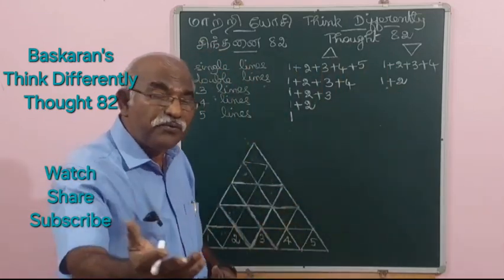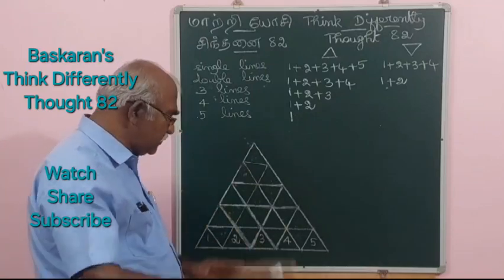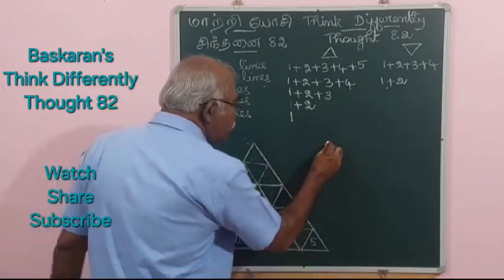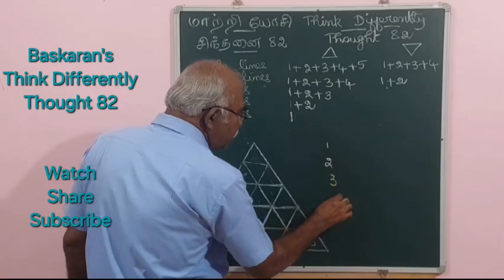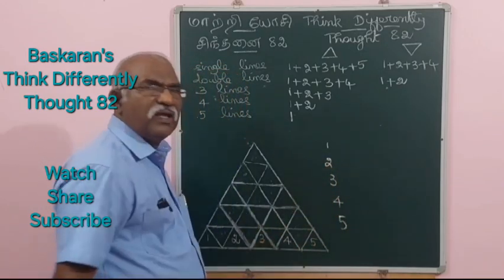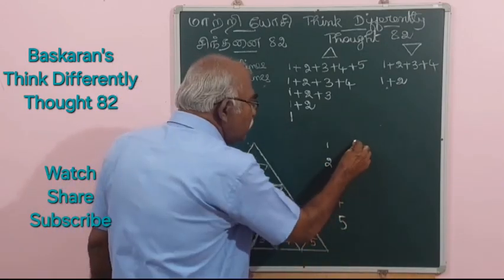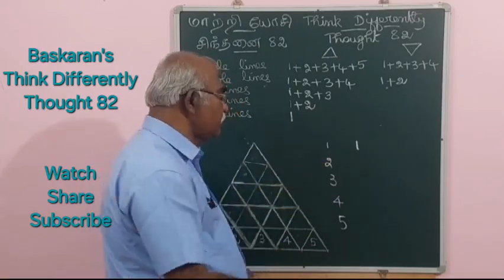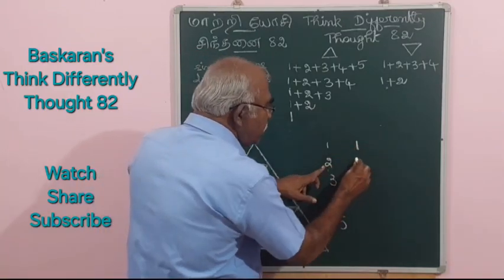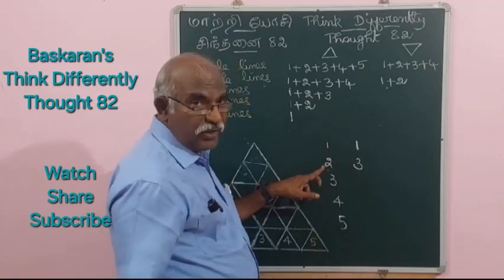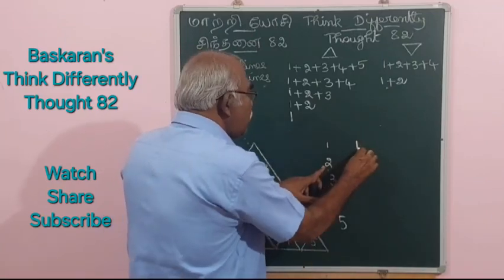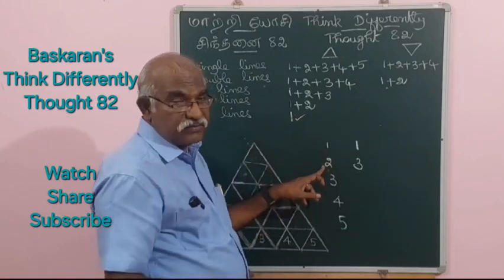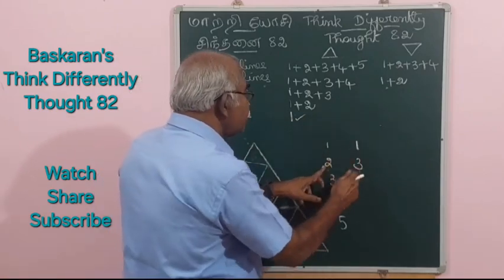Now how to count them? To count, you consider the number of parts. There are 5 parts. You write 1, 2, 3, 4 and 5. Now start counting. You keep 1 as it is. We have cumulative sum. 1 plus 2 will be 3. Why we do this? This 1 will take care of the number of triangles in 5 lines. And 1 plus 2, 3.